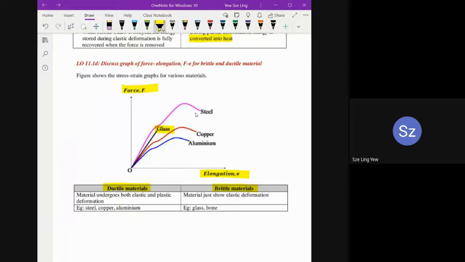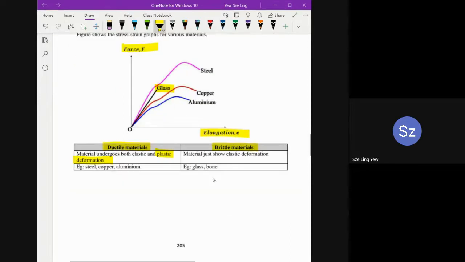So you're given 4 examples right here. Steel, copper, and aluminium actually belong to ductile materials. And then brittle material is glass. So once it passes the elastic deformation, straight away it will break. For ductile material, it has plastic deformation. That is the main difference between them. And for brittle material, it has no significant plastic deformation. So glass, either you break it or not. It won't change its shape. So that is the difference between ductile and brittle material.